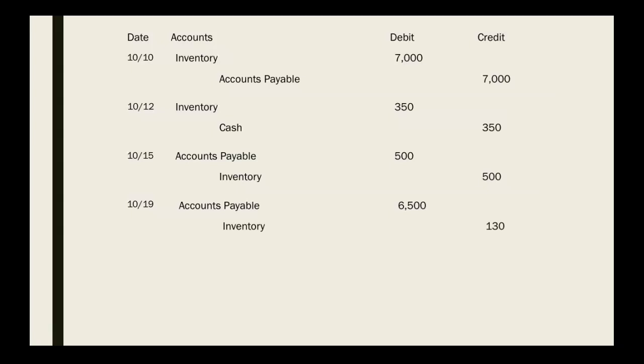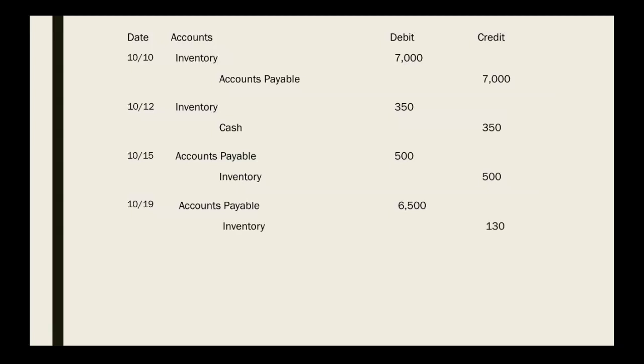Then we credit inventory $130. This credit to inventory is the discount. So as the buyer, you not only count shipping under inventory, but you also count discounts under inventory. So we will credit our inventory $130. We get $130 by taking $6,500 times 2%. So if you take $6,500 times 0.02, you'll end up with that $130.